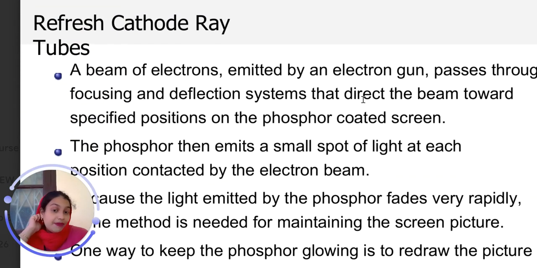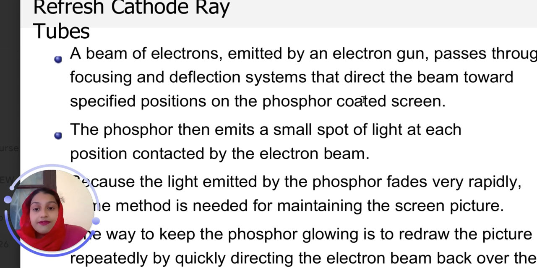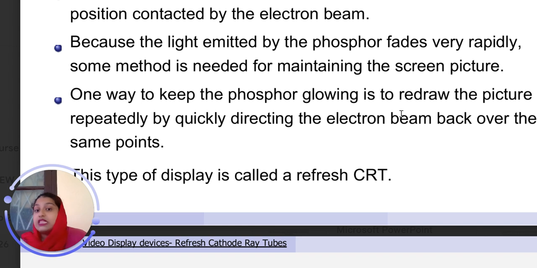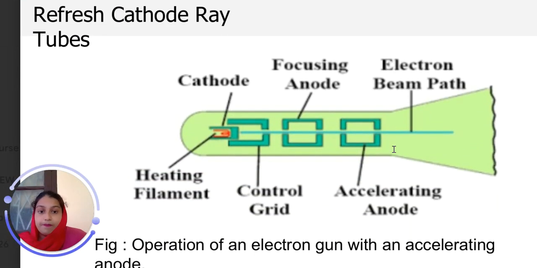Now, a beam of electrons emitted by an electron gun passes through the focusing and deflection system that directs the beam towards specified positions on the phosphor coated screen. The phosphor then emits a small spot of light at each position contacted by the electron beam. Because the light emitted by the phosphor fades very rapidly, some method is needed for maintaining the screen picture. One way to keep the phosphor glowing is to redraw the picture repeatedly by quickly directing the electron beam back over the same point. This type of display is called a refresh cathode ray tube.